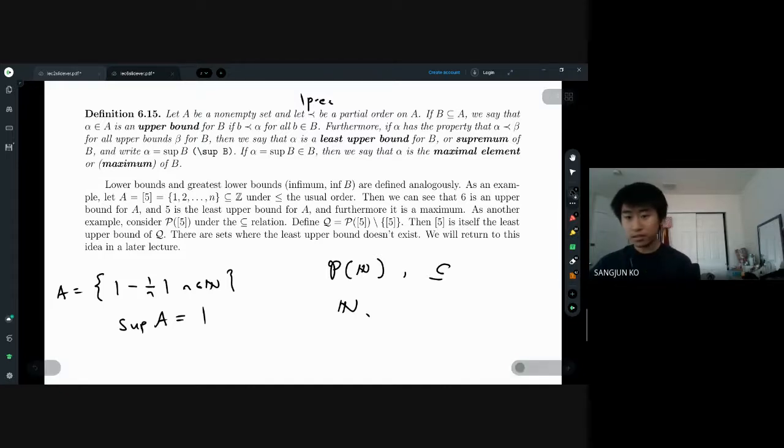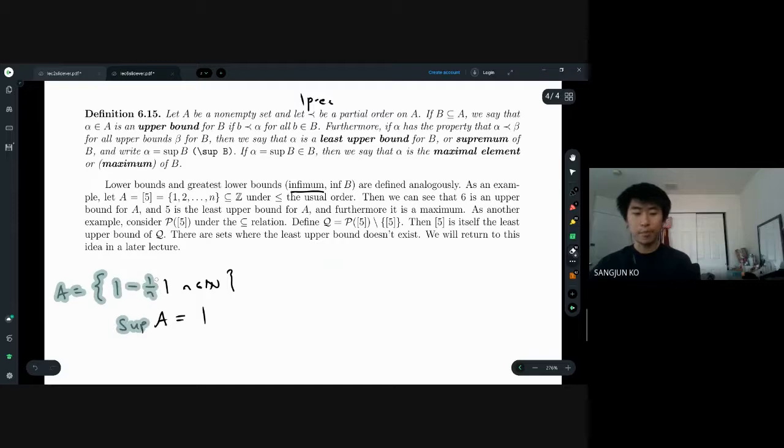Is there anything else? Right. So lower bounds and greatest lower bounds, and for that we give the name infimum, or just say inf B, are defined similarly, and we will not really discuss it because we care more about sups and upper bounds for some reason. I don't know why.